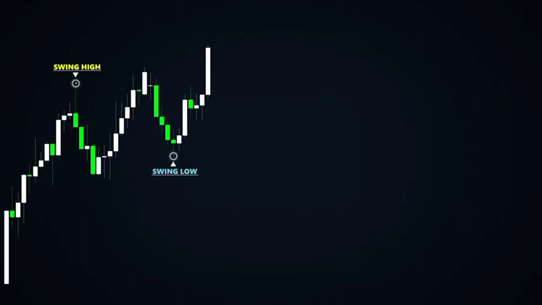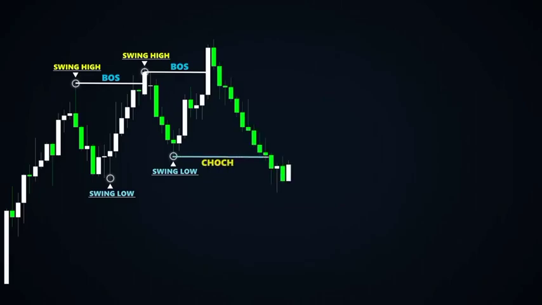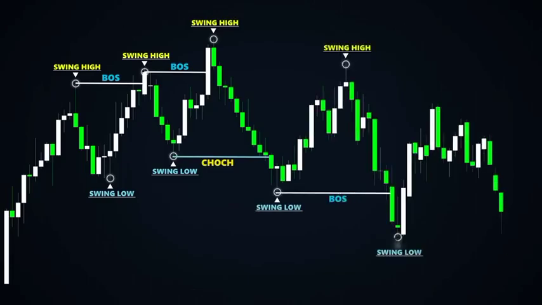Why does this matter? Because if price breaks above a swing high, it often signals that buyers are in control, and the market could go higher. If it breaks below a swing low, it usually means sellers are taking over, and the market may move lower. Swing highs and lows are like signposts on the chart. They help you see where price is turning, and give you a clearer view of the trend.